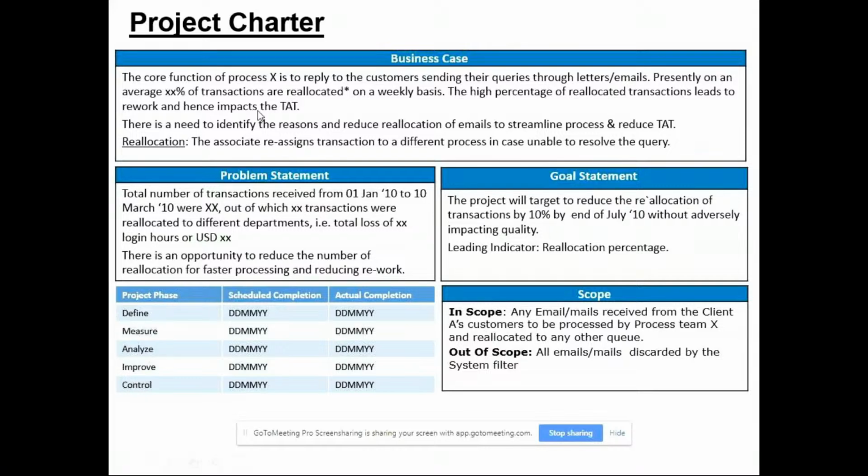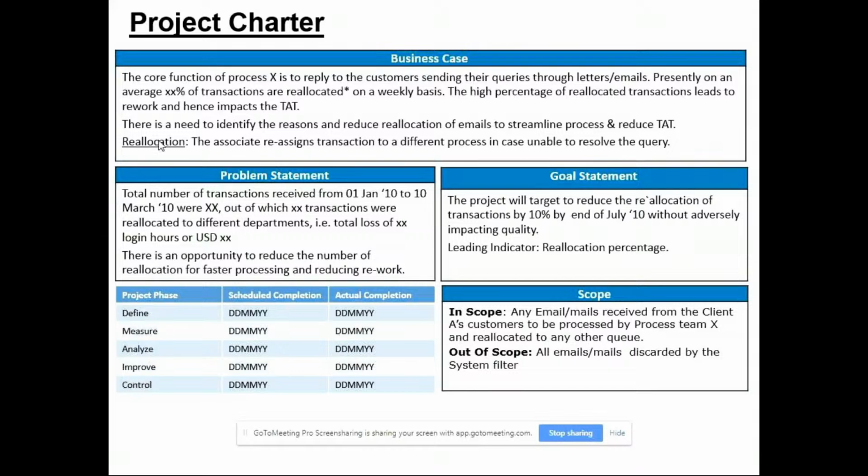So this is basically the business case where we have tried to define what reallocation would mean as well. We have put together the operational definition so that there is no ambiguity on the definition of reallocation.